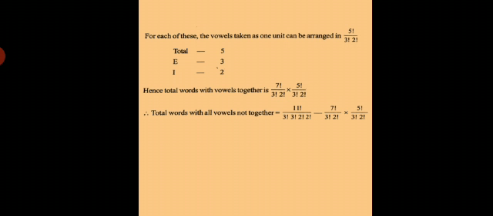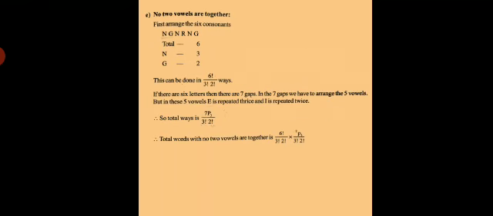Therefore, now subtract these two, that is total arrangement minus the vowels which are together. So that will be your main answer, that is total words with all vowels not together is written as total arrangement minus total words with vowels together is your final answer. Next question.